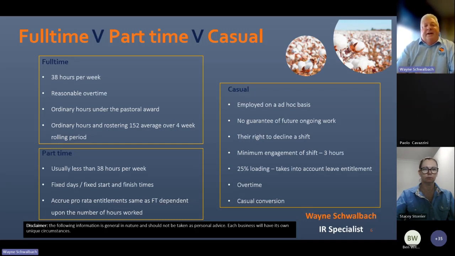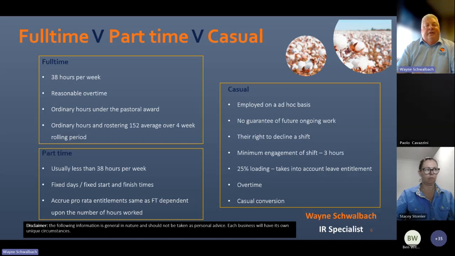What is regular and systematic, I hear you ask? In the bad old days, we used to just get a casual and we'd work them Monday, Tuesday, Wednesday, 9 to 5 1 week, and then we'd switch around to 7 to 3 the next week and just swap days and swap times to avoid being regular and systematic. There's been a High Court ruling.